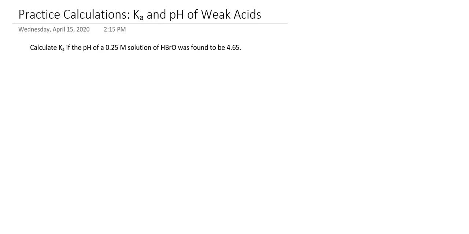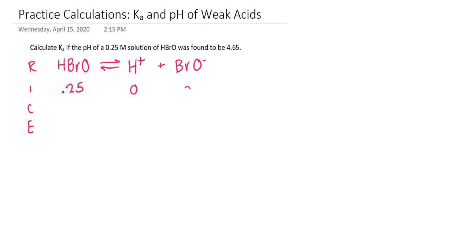Alright, so first thing I can do is write my reaction. So the weak acid is going to dissociate. We know acids are going to donate a proton, so I'm going to pull off a hydrogen. And then we can start by filling out our RICE table. So the initial concentration of the acid is 0.25 molar. Initial concentration of my products is going to be 0. Concentration of the reactants will decrease. Concentration of the products will increase.